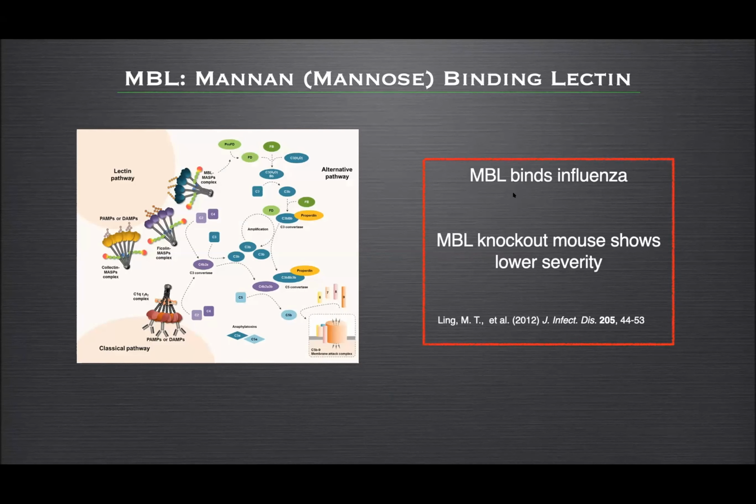So MBL, what is it? It's part of the lectin complement-mediated pathway. When you get MBL binding to an invading cell, for example yeast, you end up with an MBL MASP complex that then activates complement activity. We know that MBL binds flu. We also know that, even though one would think that MBL would be protective, the knockout mouse had an anomalous finding, which is that it lowered the severity of flu observed in the knockout. And no one really understood why that was.